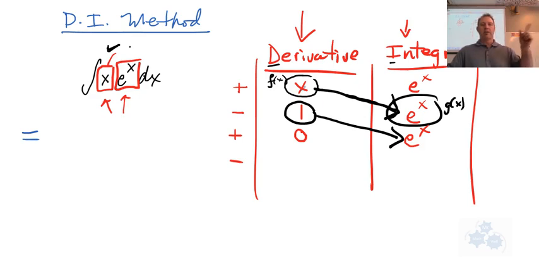So the answer to this is simply, remember, it's f of x times g of x. So it's going to be this x times e to the x. And that's a positive. And then guess what? We're going to minus.